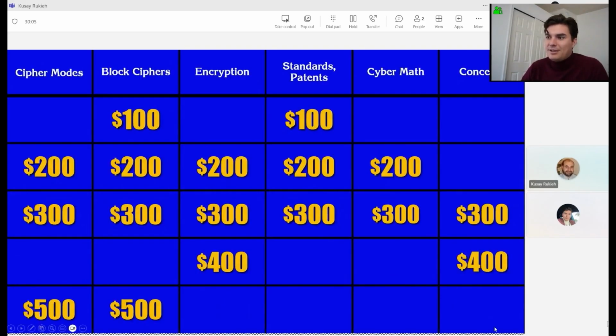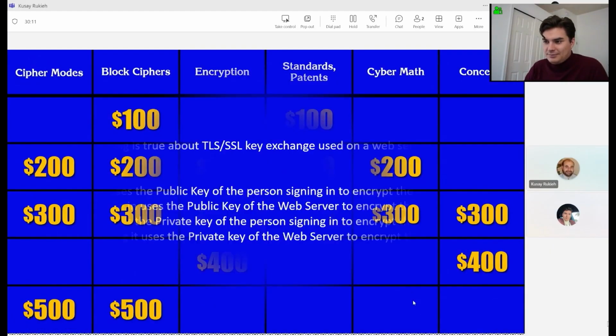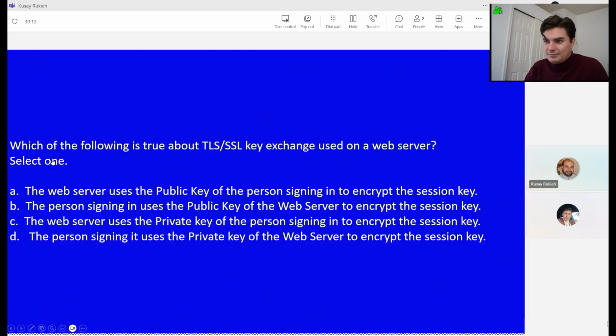Cool. Let's go with encryption for $400. Yep. Now again, the same thing, PKI, except in a different twist. Which of the following is true about TLS SSL key exchange on a web server?